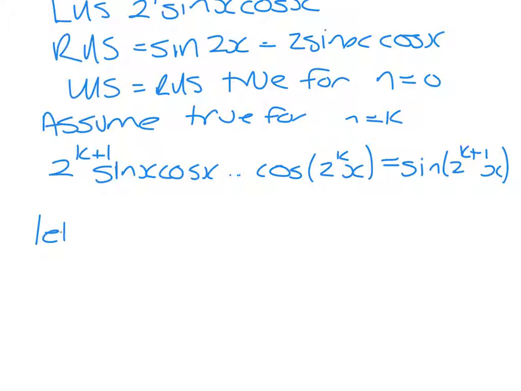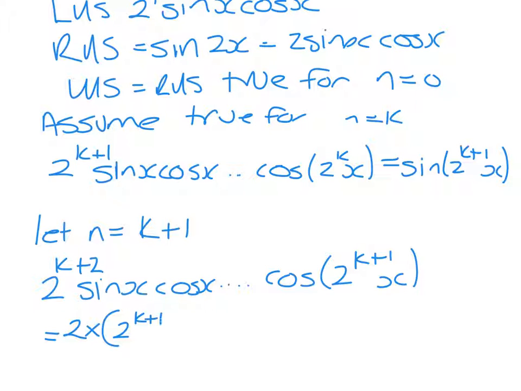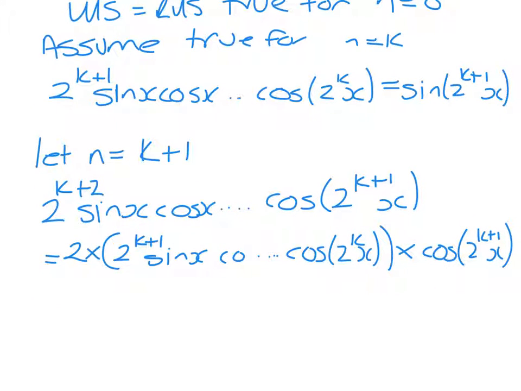So let n equal k plus 1. That would give us 2 to the k plus 2 sine x cos x right up to the cos of 2 to the k plus 1 x. So that is 2 times 2 to the k plus 1 sine x cos x all the way up to the cos of 2 to the k x, times cos of 2 to the k plus 1 x. And we have just said that this middle bracket is the sine of 2 to the k plus 1 x.